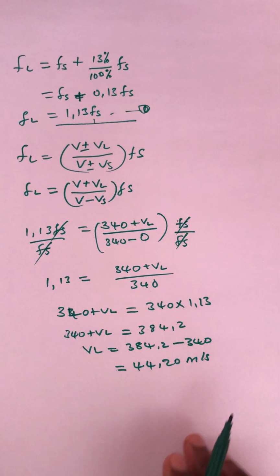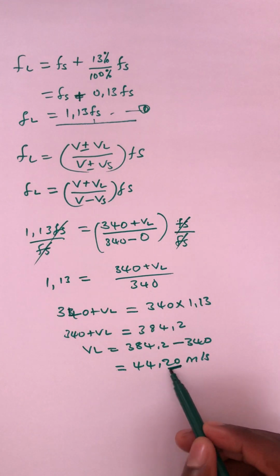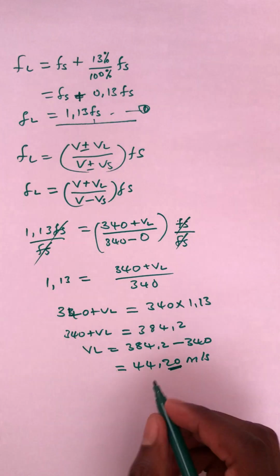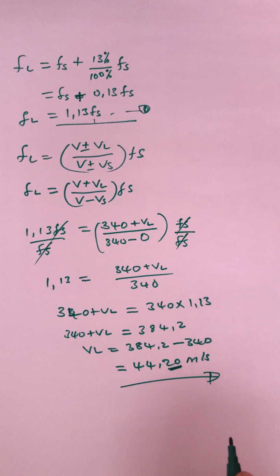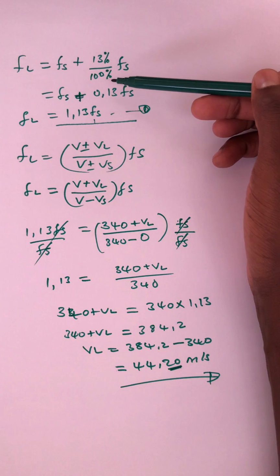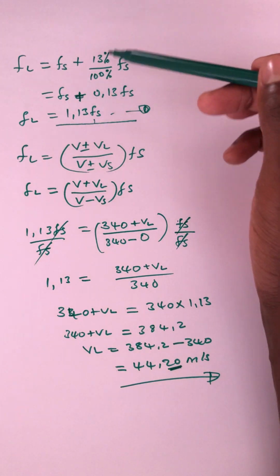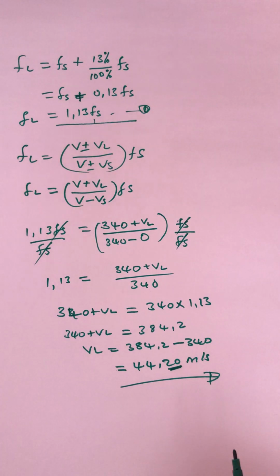Remember, 2 decimal places. You round off the final answer to 2 decimal places. As you can see, it's 44.20, it's not just 44.2. So this is the speed that you are approaching the stationary source, since they said the frequency that you are detecting is 13% greater than the frequency of the source. So this is the speed that you are moving with towards the stationary source.